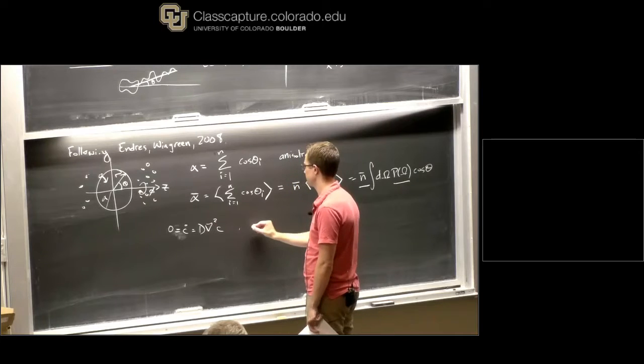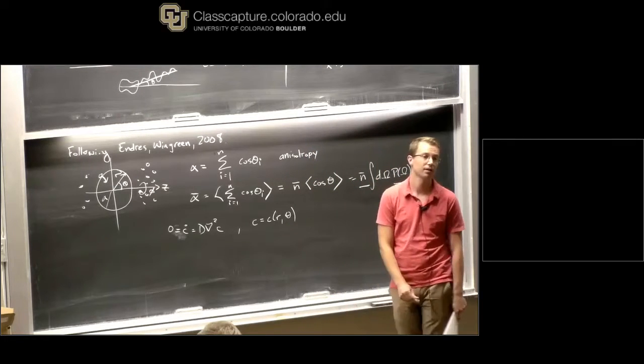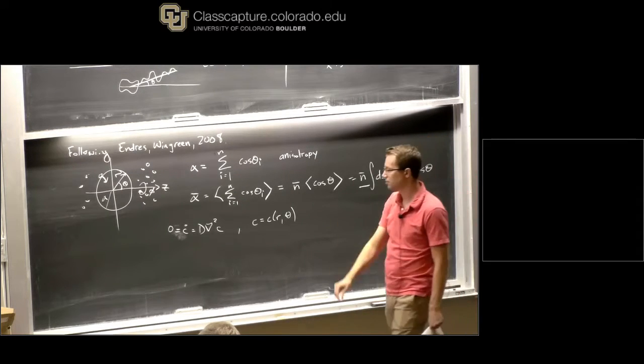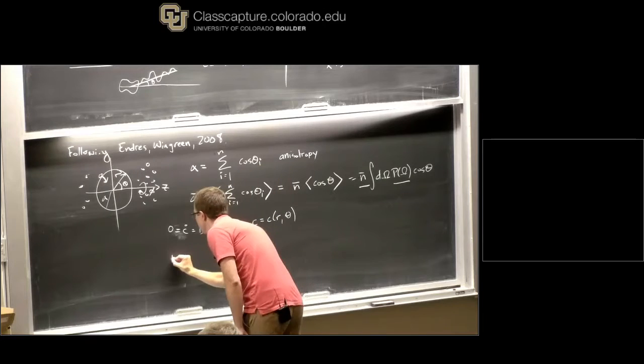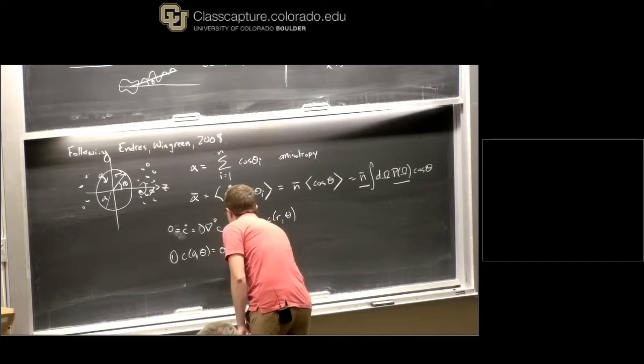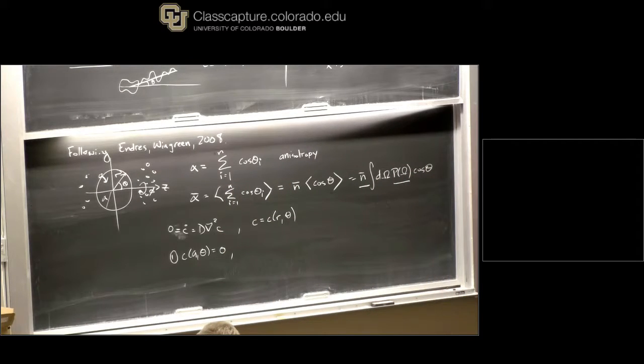So in math, what I just said was C is going to be some function of R and theta, but not phi. And what are my boundary conditions in terms of R and theta? C is 0 at the surface, right? So C of A and theta is 0. And what else?